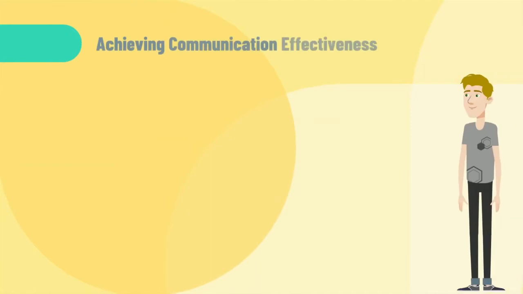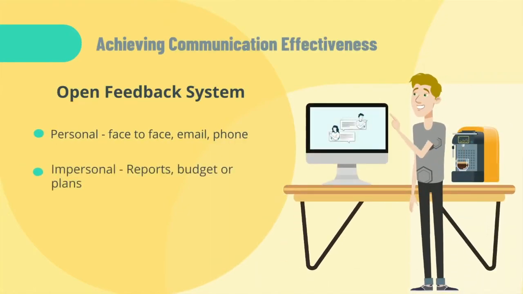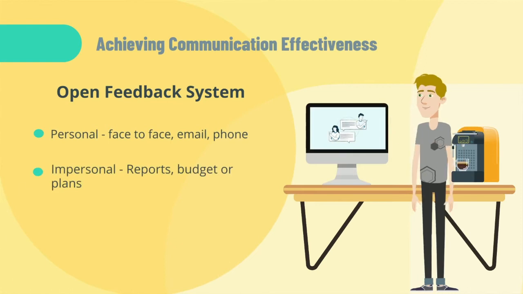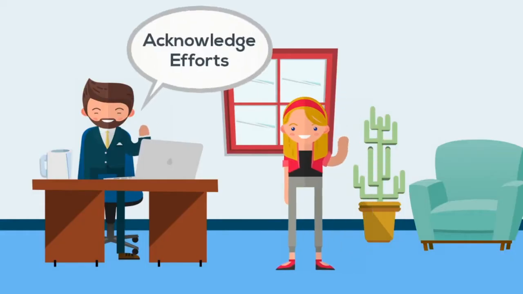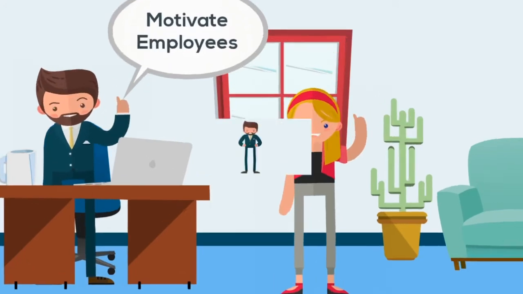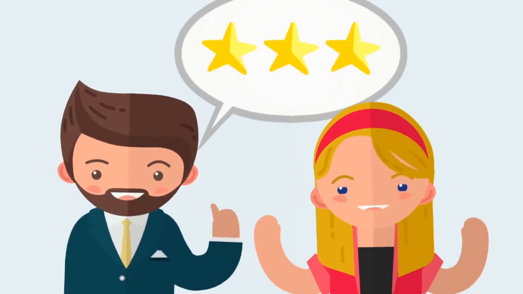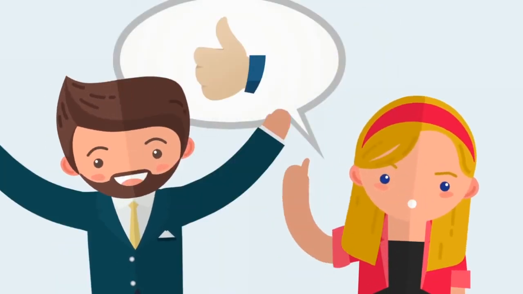In achieving communication effectiveness, we need to provide an open feedback system. For personal users, face-to-face, phone or email. For impersonal, using reports, budgets and plans. Both systems help affiliates to keep their home office aware of progress and help home office monitor and control affiliates or partners' performance as well as set goals and standards.